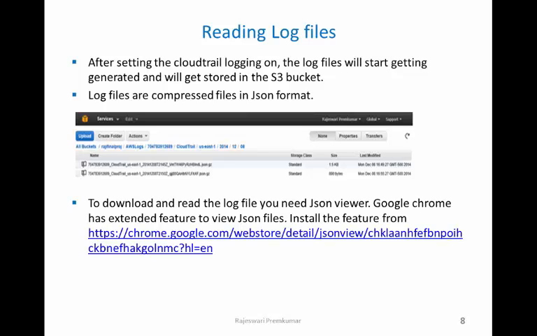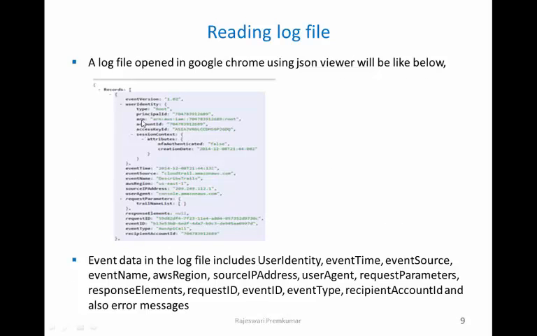Google Chrome has an extension to view JSON files called JSON Viewer. Click on the link given here, and it will show you the extension that you can add to your Google Chrome browser. And once you add it, you can open the JSON file using Google Chrome directly. The file that gets opened in Google Chrome after the JSON Viewer installation will look like this.